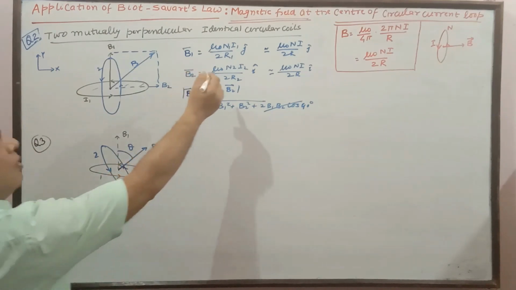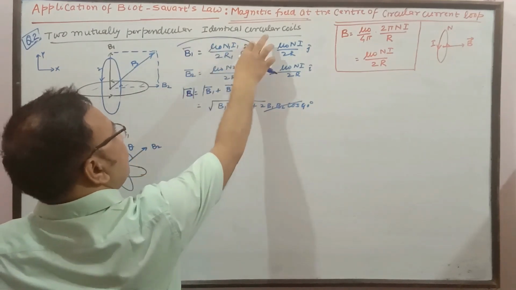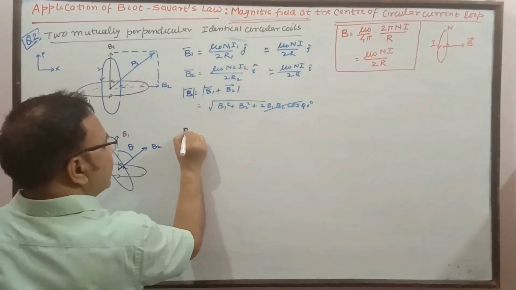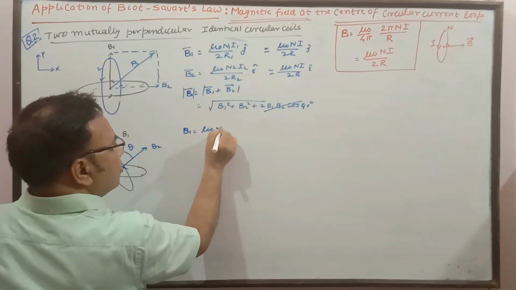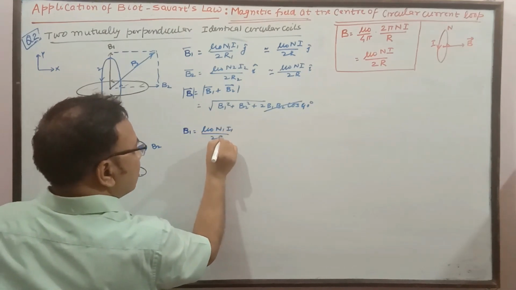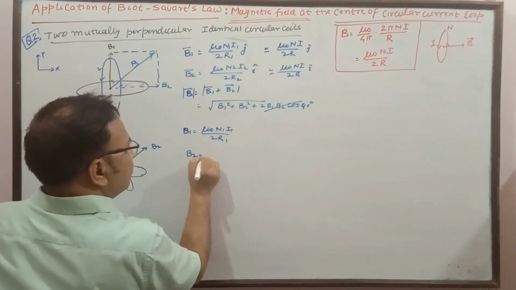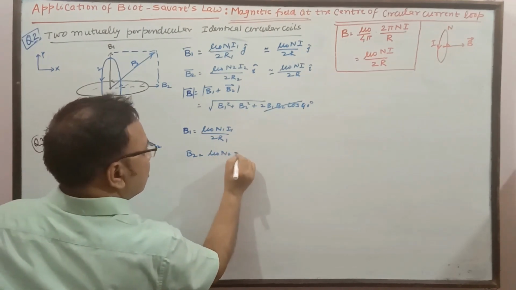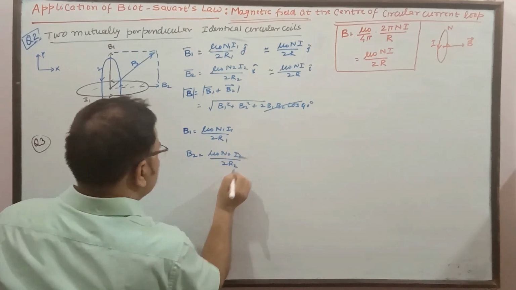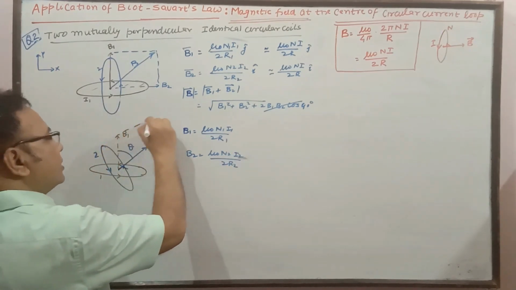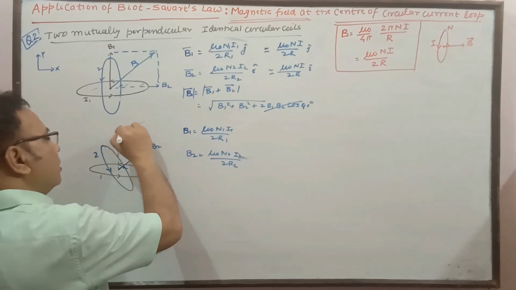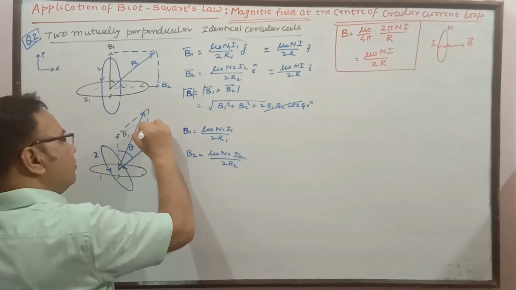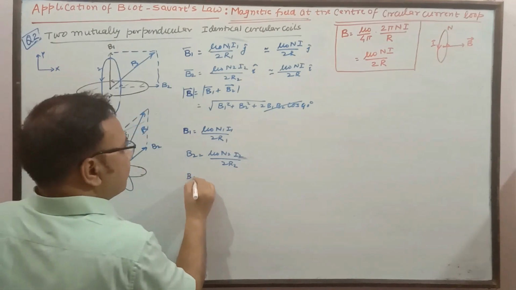N and I, the same formula is going to be used. Only the vectors will not be the same, but as far as magnitude is concerned, you just find out the magnitude. B1 is equal to mu naught N1 I1 upon 2R1. B2 is equal to mu naught N2 I2 upon 2R2. And thus, by using once again the parallelogram law, the resultant is like this, B. So B can be determined by the same formula.